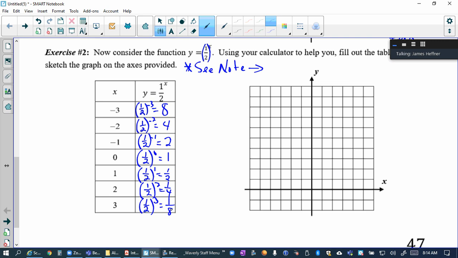So let's plot these then. So now we have -3, 8, right? And then -2, 4. And then -1 is up 2. And then at 0, we're at 1. What's this point called where I just hit the y-axis?